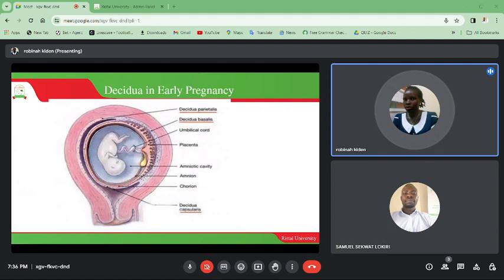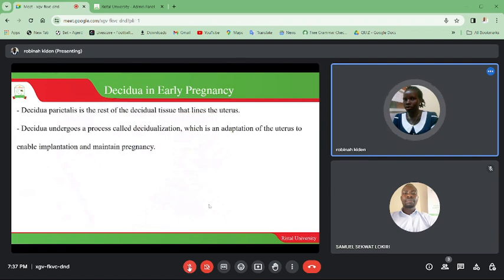So right there we have images that are showing the embryo in early pregnancy. We have structures there like the placenta, the umbilical cord, amniotic cavity, amnion, chorion, and many other structures that we can talk about, including the different parts of the placenta that we have mentioned before. Then decidua.